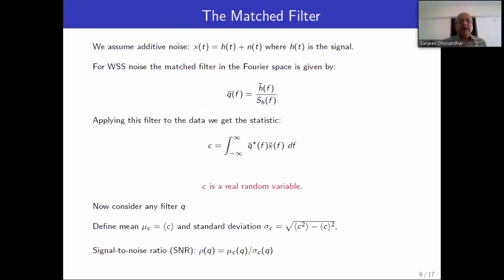So now I come to the match filter. What is the match filter? We assume additive noise. That's another thing you're assuming here. First of all, we have assumed WSS noise, white stationary. We can always make the average of n(t) equal to zero, but that's not an assumption. You can always do that without any problem.